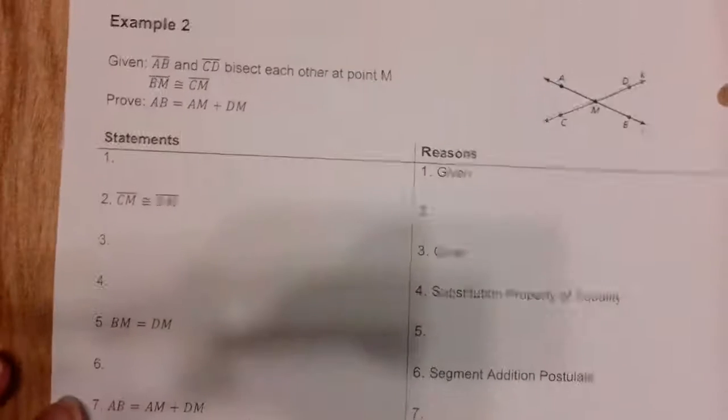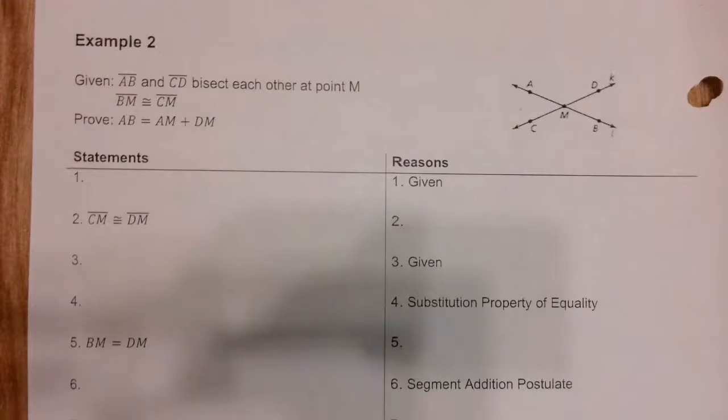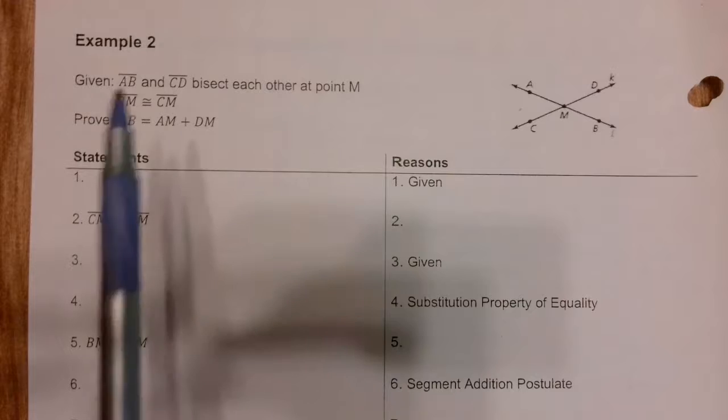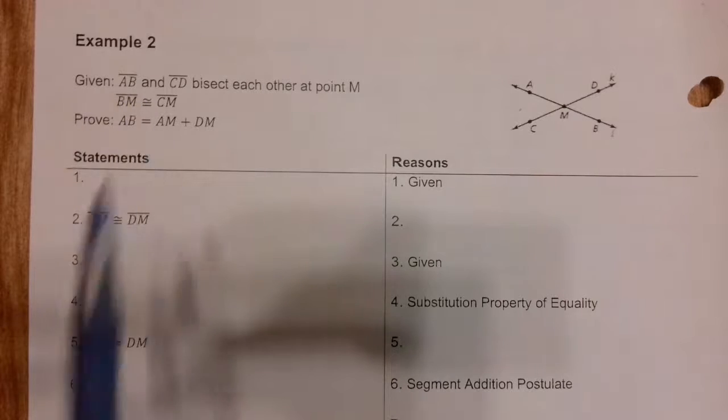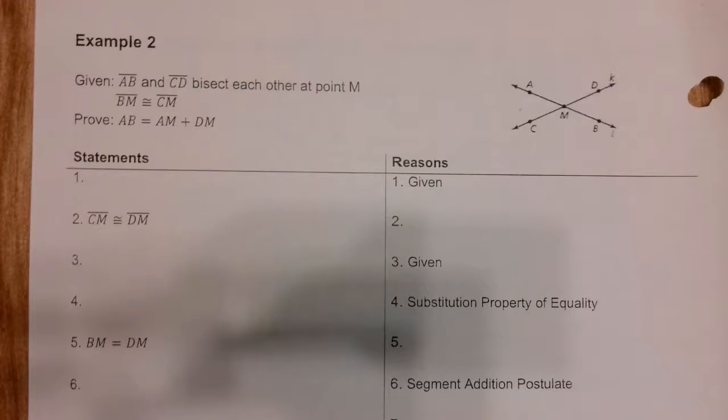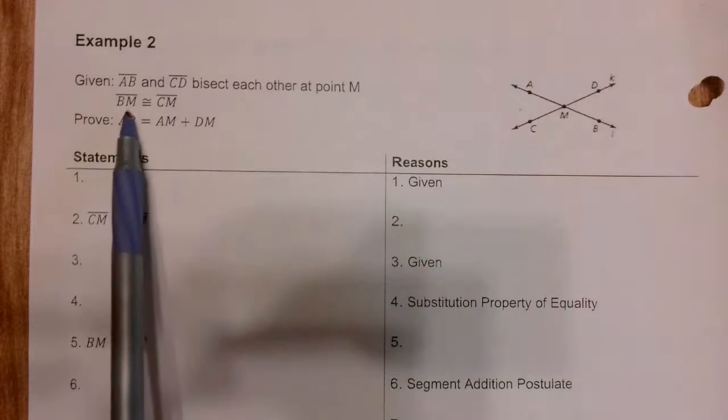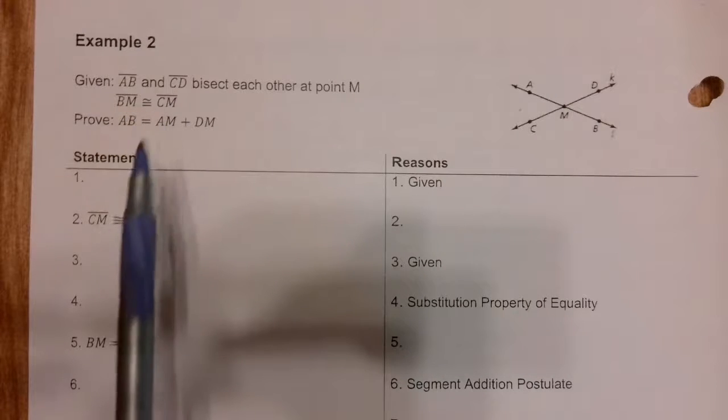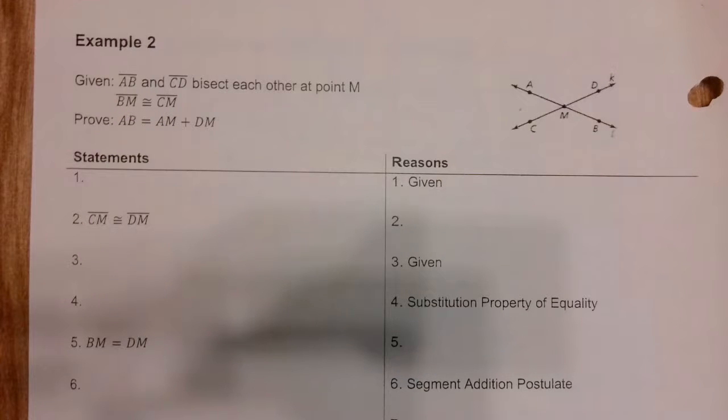Let's look at another one. The more of these you do, the better off you're going to be at manipulating these puzzle pieces. So you will get better, I promise. It may have seemed hard, but that was also the first one. So given, AB and CD bisect each other at point M. See, another given, BM is congruent to CM. And we're trying to prove that AB is equal to AM plus DM.